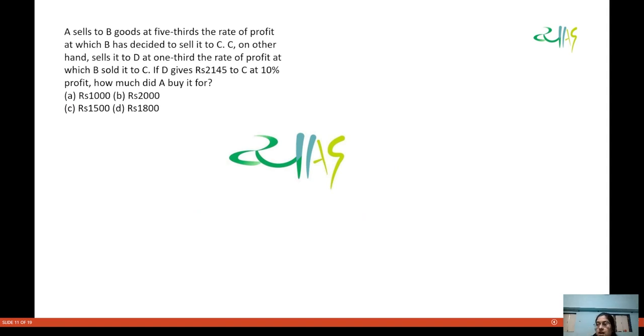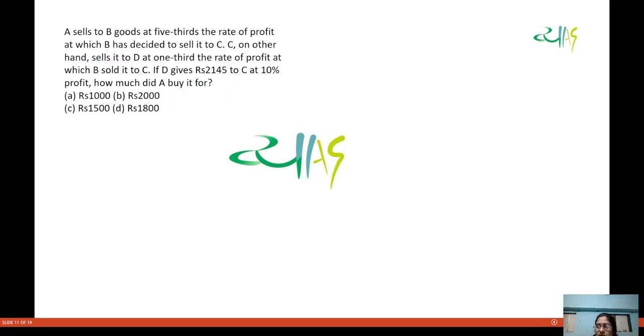Now, look at this question. It is saying A sells to B goods at 5/3 the rate of profit at which B has decided to sell to C, and C on the other hand sells it to D at 1/3 the rate of profit at which B sold it to C. If D gives rupees 2,145 to C at 10% profit, how much did A buy it for?